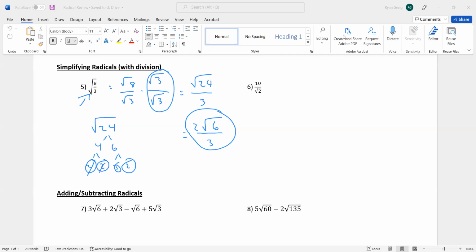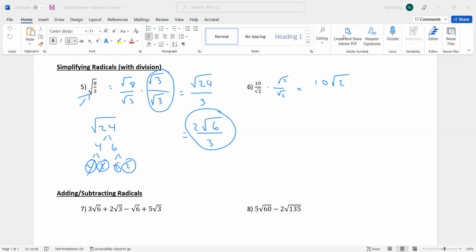Number 6, a lot of people think, oh, let's reduce this right away. You can't. 10 is outside the radical, 2 is inside the radical. So what I need to do is go ahead and do the fancy one again, multiplying top and bottom by radical 2. 10 is outside, 2 is inside, so I cannot combine those.